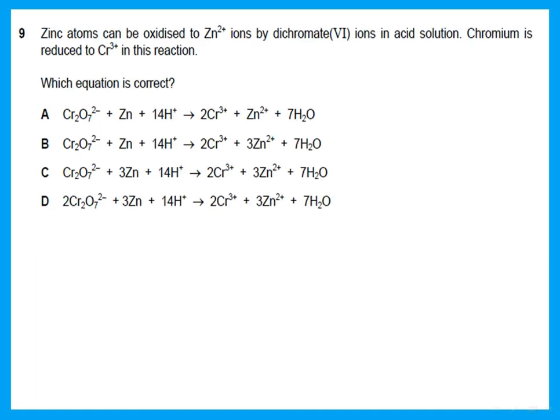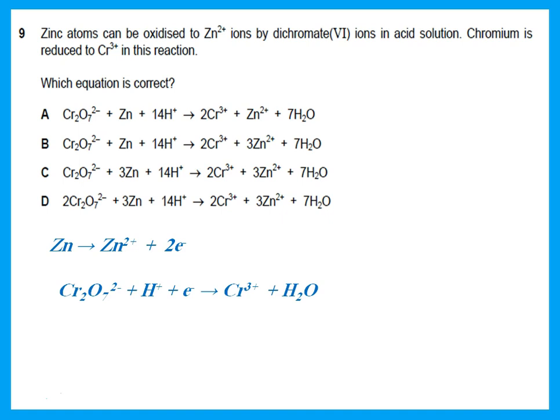Zinc atoms can be oxidized to zinc 2+ by dichromate ions in acid solution. Chromium is reduced to chromium 3+. Which equation is correct? Do you know how to do ionic equations? Let's write each half equation and then add it up. So zinc goes to zinc 2+. That means zinc loses electrons and becomes zinc 2+. Now he's saying the dichromate ion, Cr2O7 2-, will change to Cr3+.